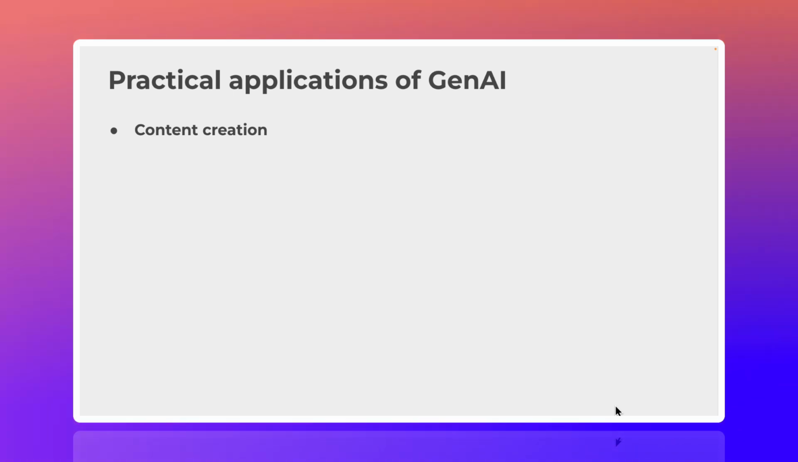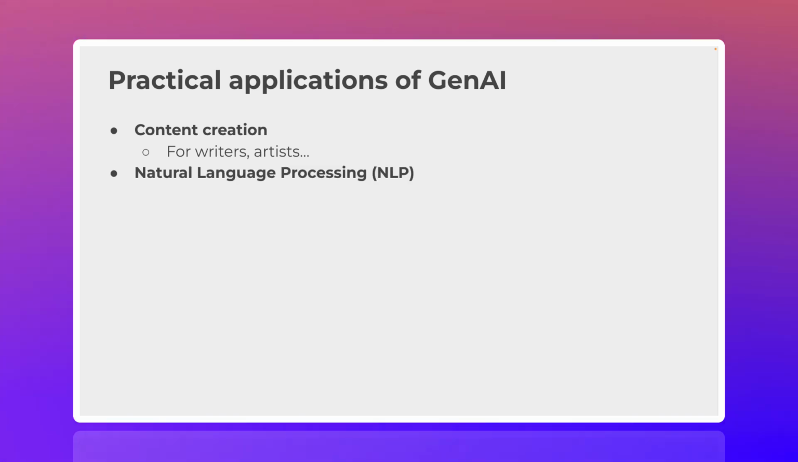This is a huge one. Writers can use these tools to write or help write whatever they're writing, and artists and so forth. This is a growing industry at this point because a lot of people are starting to use these powerful GenAI applications to aid them in their process of writing, and artists also use them for creating all sorts of things. And also natural language processing, NLP.